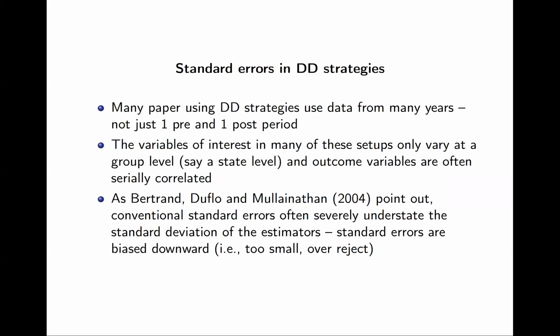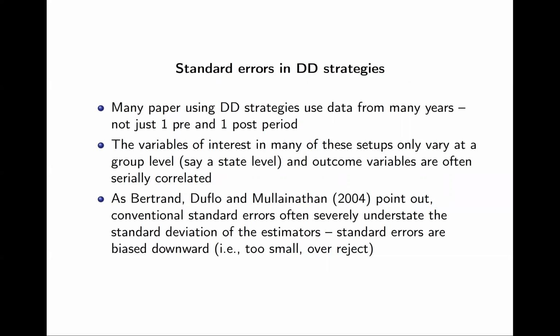So many people use DD strategies using data for many years. They don't just have one period pre and one period post like David Card and John Snow did. Variables of interest in many of these setups only vary at a group level, say the state level, and outcome variables are often serially correlated.